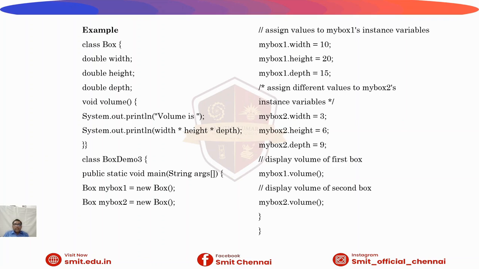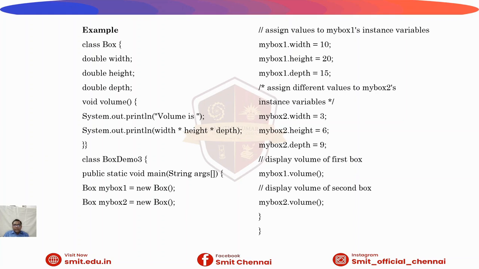That's why it is written as myBox1.width, and the value is 10. So myBox1 is the first object, and dot width is a variable declared in the subclass. Similarly, myBox1.height equals 20, and myBox1.depth equals 15. So we use the first object to assign these values. Now we use the second object name, myBox2, and again assign values for width, height, and depth. For width we give 3, for height 6, and for depth 9.